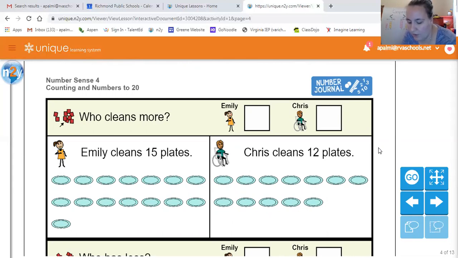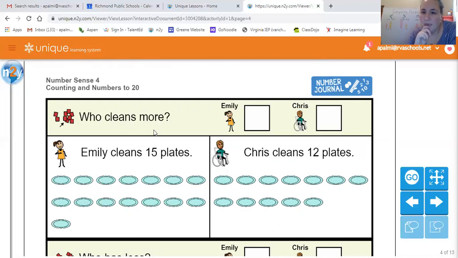And remember, you could have paused it and gone to get your own objects to count, or you can just use your finger to count the pictures that are on the screen. Either way is good practice for me. Just remember, when we're counting, we're using our finger and we touch and say the number while we're touching. Make sure you're not just saying the numbers without touching the objects, because then we get a little confused with counting, okay? So my friend Emily here cleans 15 plates.